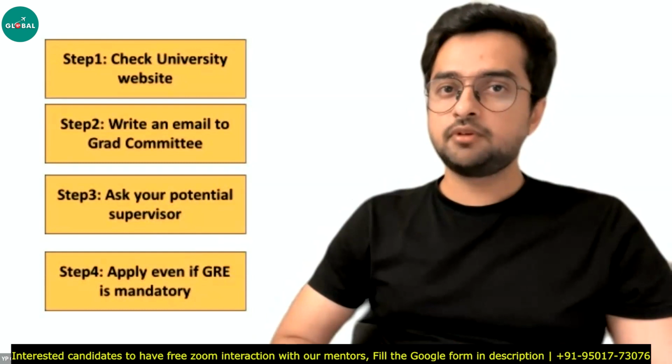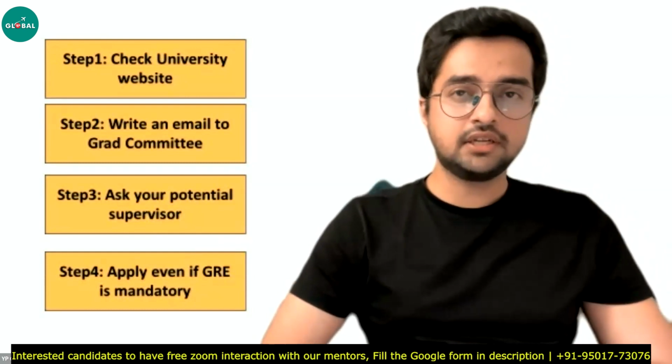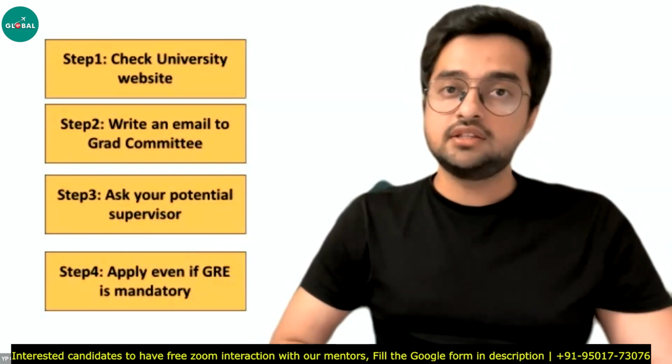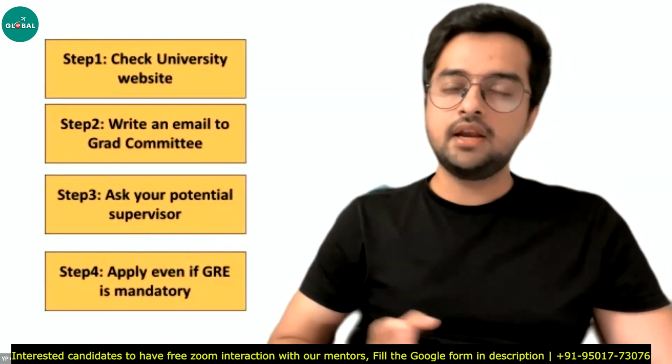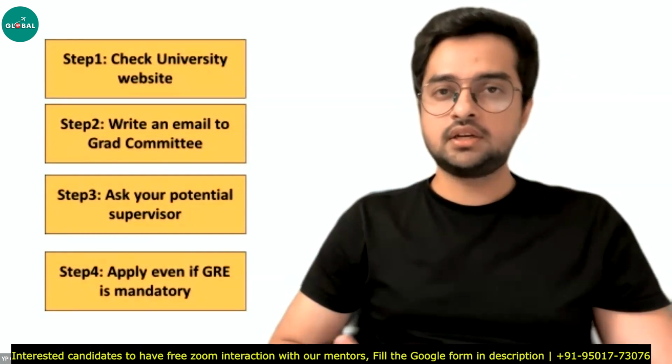So he asked the professor, I don't have a GRE score, whether you will admit me or not. The professor told him, the GRE is mandatory for our university. You have to write the GRE exam and get a good score in that. But what he did, he just applied to that particular university. He paid the application fee, and he just relaxed after that.